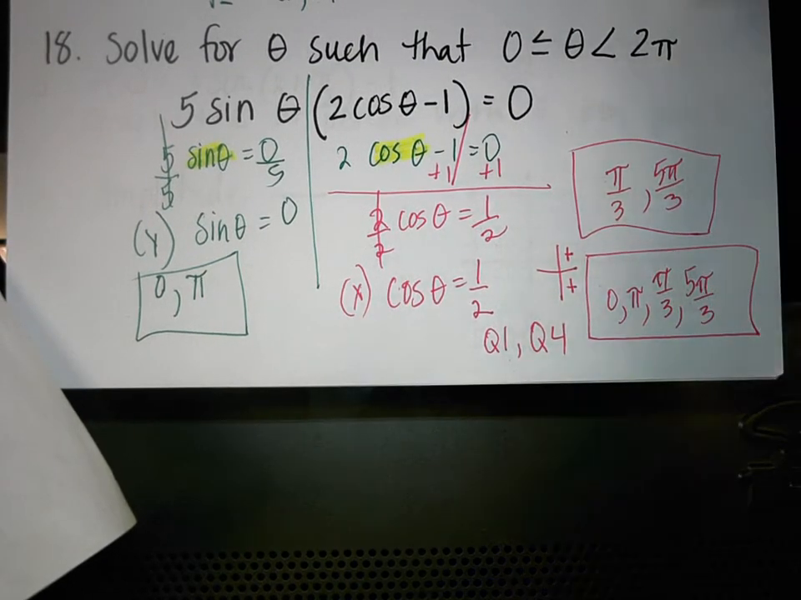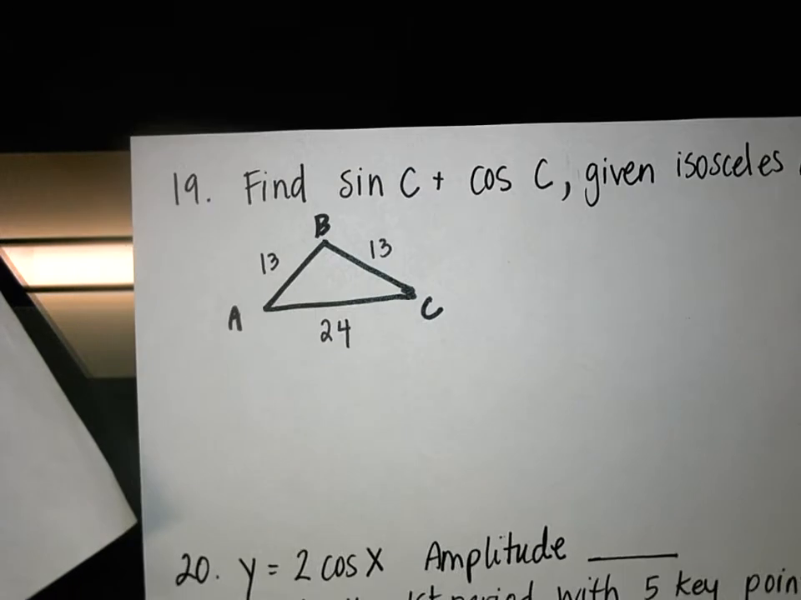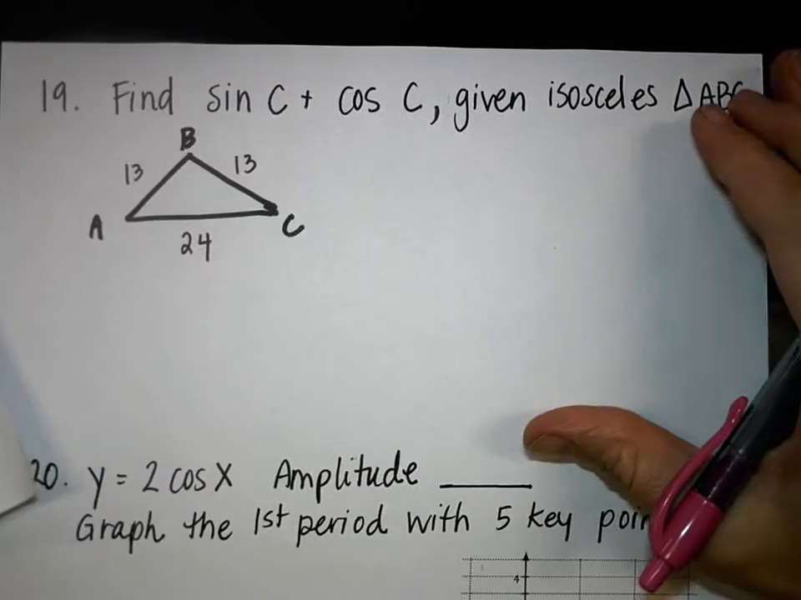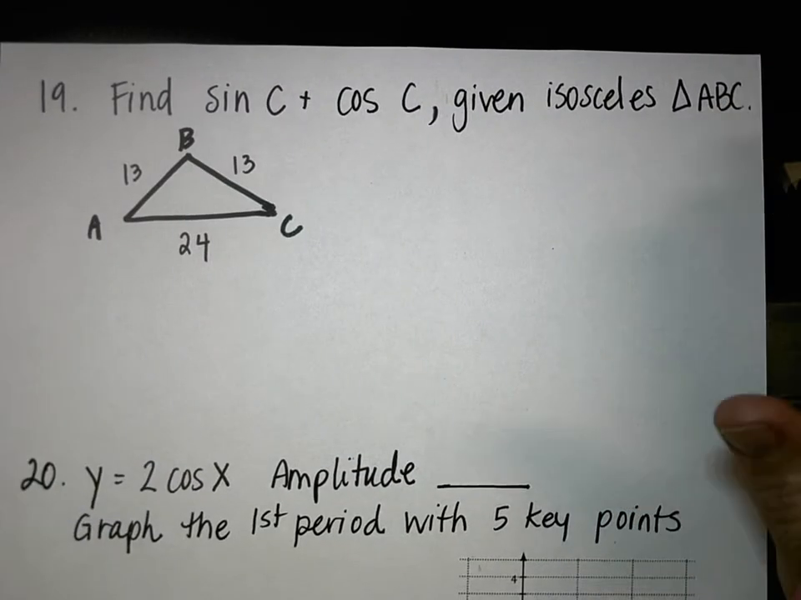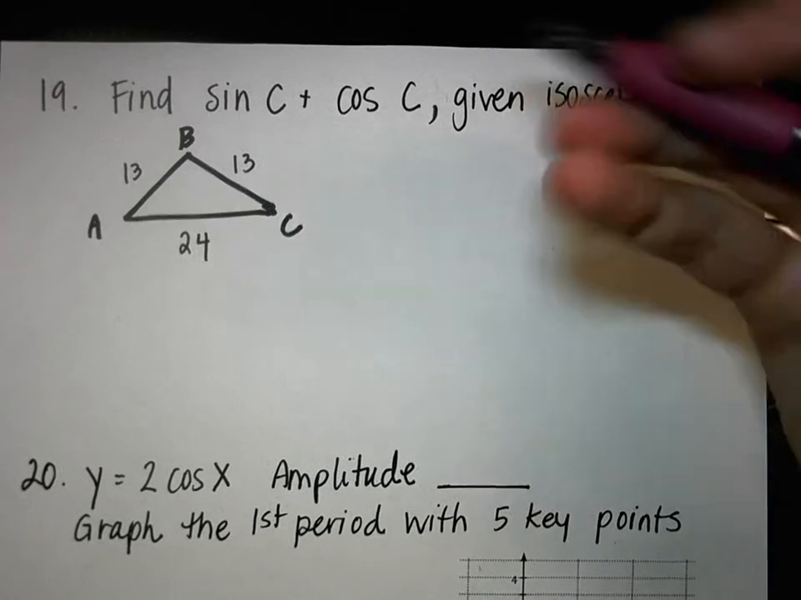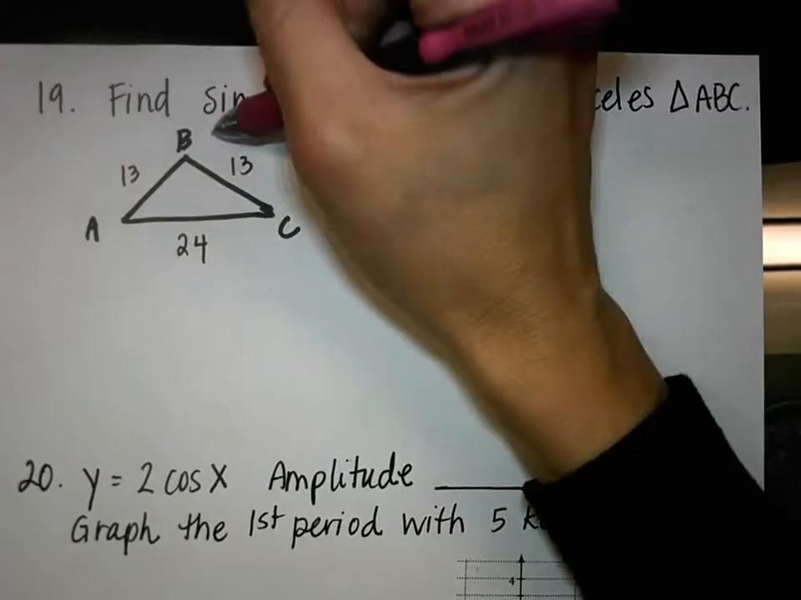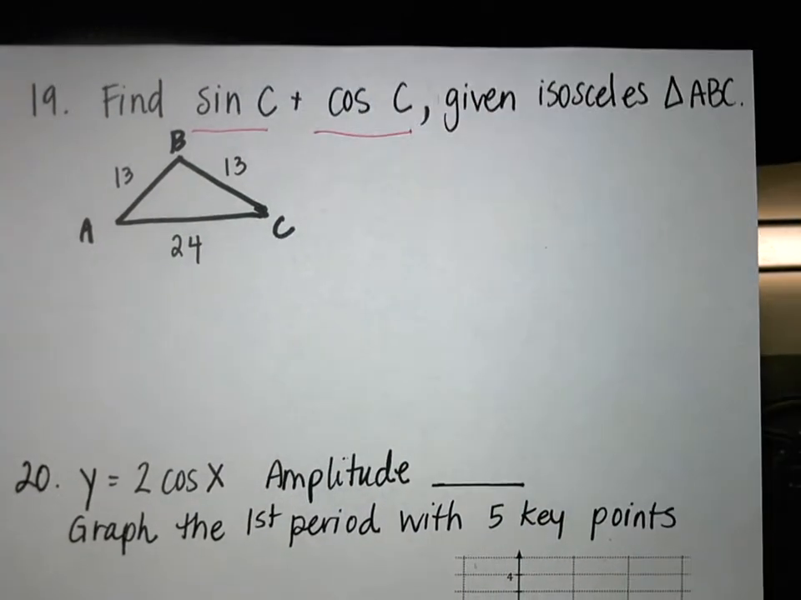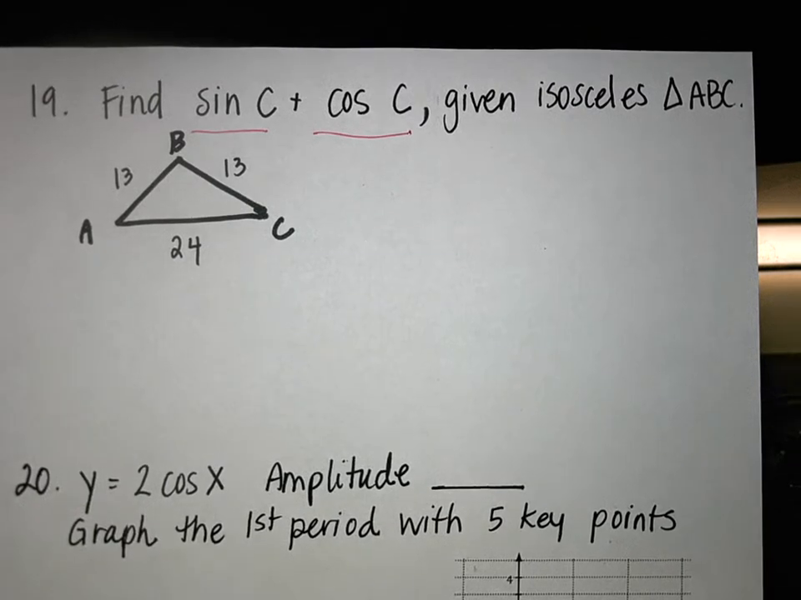Okay, number 19. This is something that we haven't really seen. We've solved these triangles, but this time it's asking us to add sine of c and cosine of c. So we need to find those and add them both together.